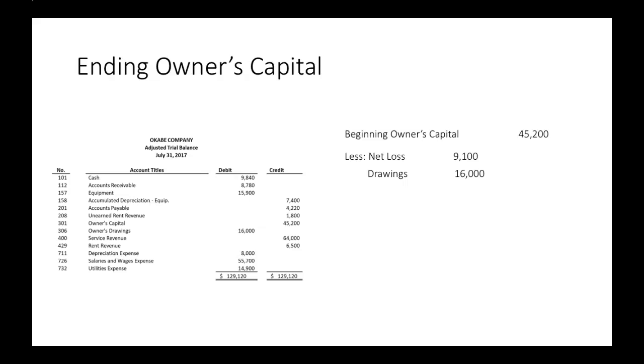So we want to combine those two pieces that we're subtracting out. We add up our net loss and our drawings to see that we need to subtract a total of $25,100. That will give us an ending owner's capital of $20,100. We take our beginning owner's capital minus that $25,100 to give us this ending owner's capital amount of $20,100.